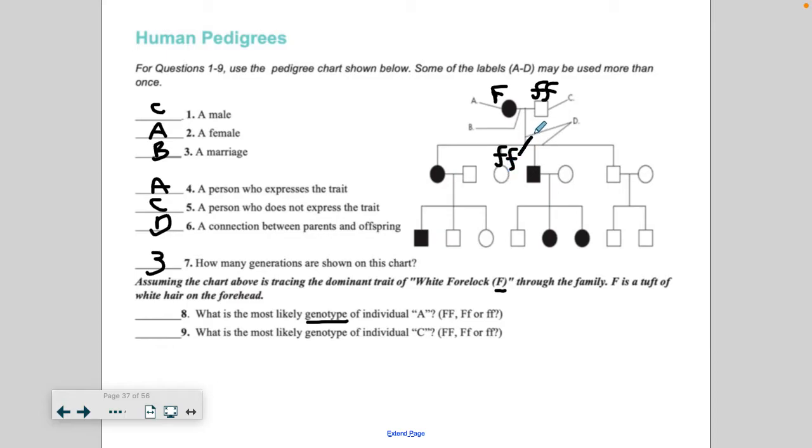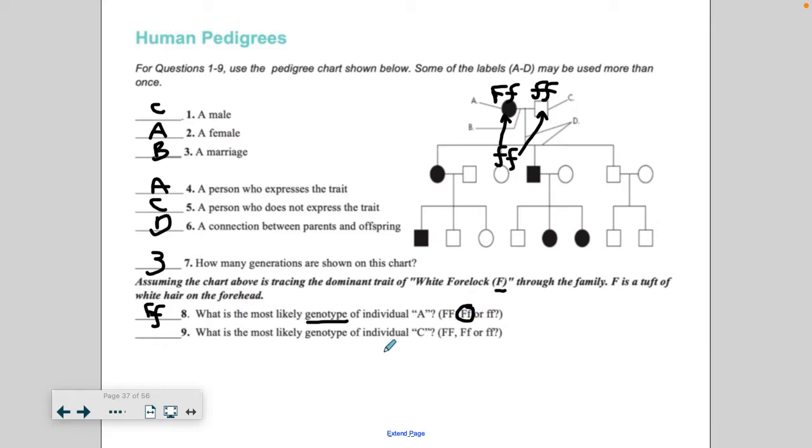So this little f came from dad. Where did this little f come from? Well, it had to have come from mom. And so mom has the trait, but she carries the allele for no white forelock. So A is actually capital F, lowercase f. Okay, right here.